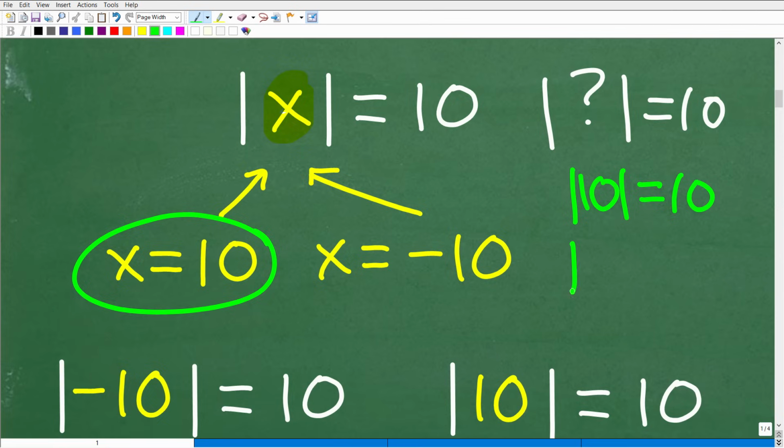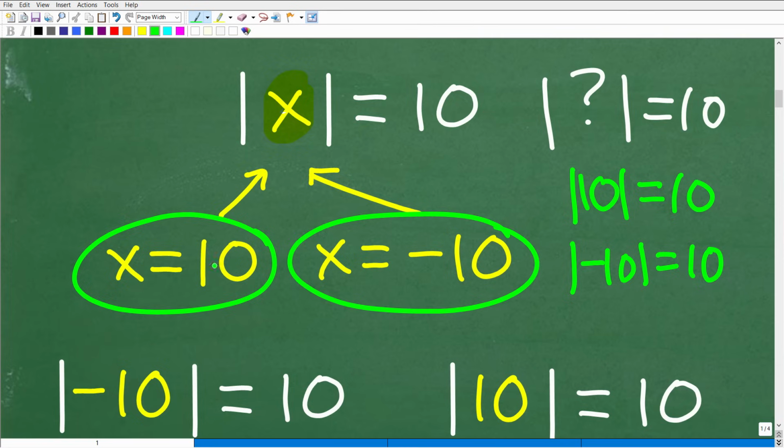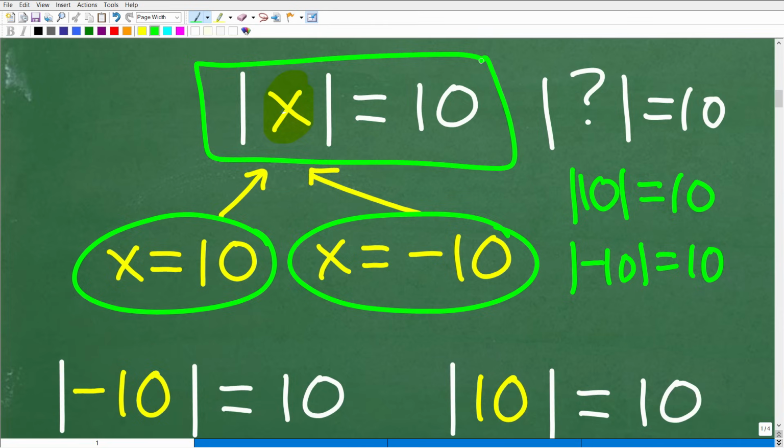We can also take the absolute value of negative 10 and our answer would be 10. Okay, so in this case, x could either be 10 or negative 10, right? Because if we plug in a 10 for x or a negative 10, we'll get 10 as our answer. Okay, so we really have two answers to this basic absolute value equation.